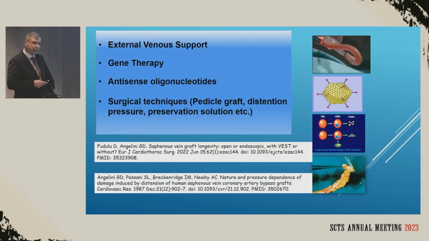And there has been tremendous funding into trying to improve vein graft patency with either external venous support, gene therapy, mRNA therapies, and mainly surgical techniques such as harvesting the vein as a pedicle with the surrounding fat, controlling the distension pressure as shown by the Bristol group, and the preservation solutions such as using buffer solutions.